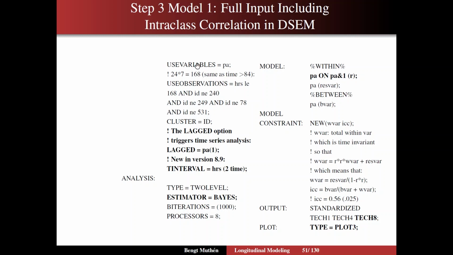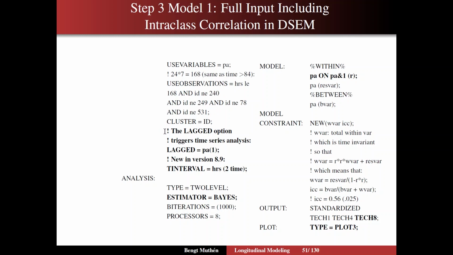So here we start with use variables. This is within the variable command, so up here you have the variable colon command name. And we select people that don't have more hours than they should in the data, and we get rid of some people that don't change in terms of PA over time.